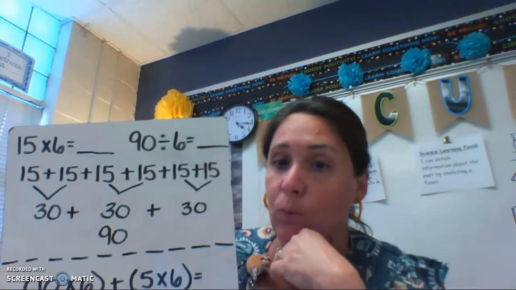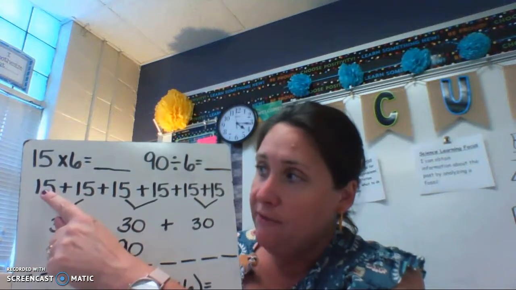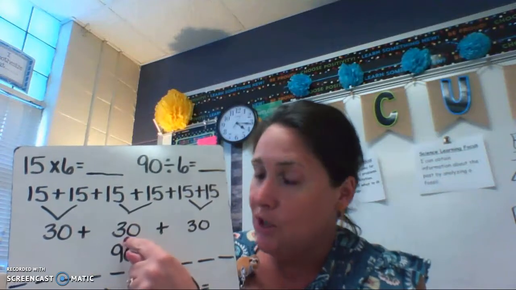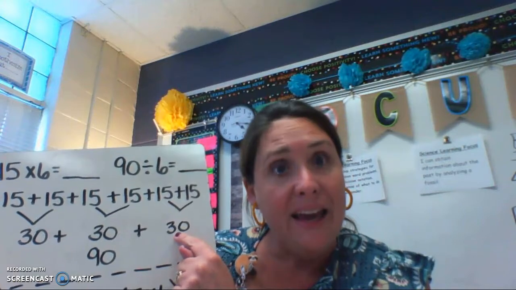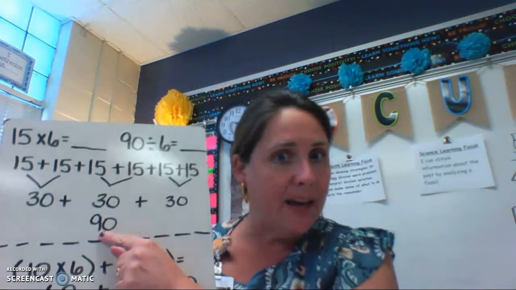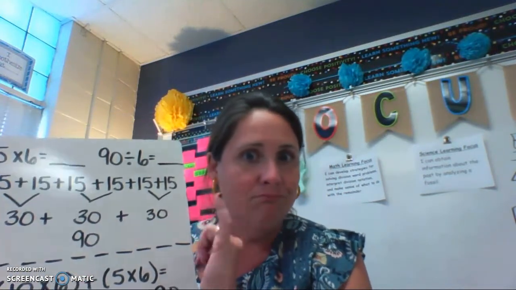And so what I did was I grouped my 15s together, and I knew that 15 plus 15 was 30. So then I went and grouped this 15 and this 15. I knew it was 30. And then I grouped this 15 and this 15, and I knew it was 30. And then I added 30 plus 30 plus 30, and that gave me 90. How many of you decided to do repeated addition? Give me a me too.